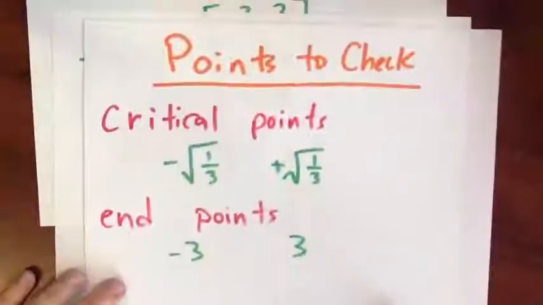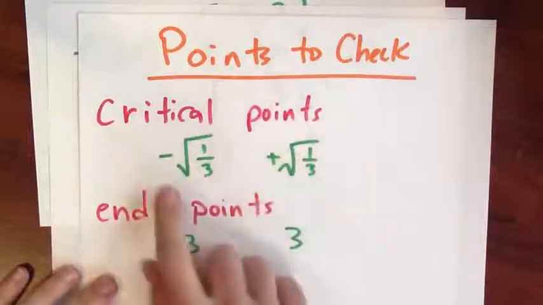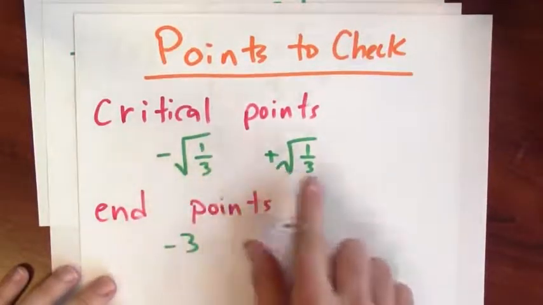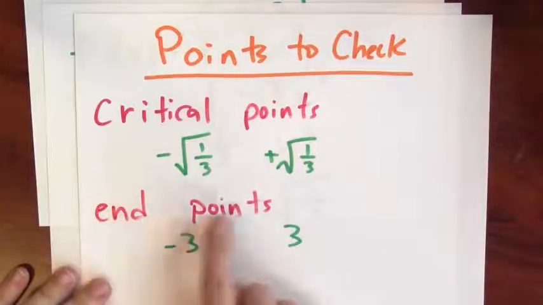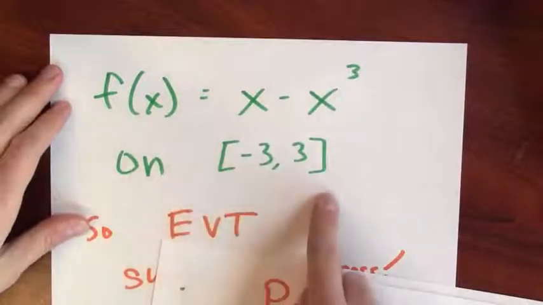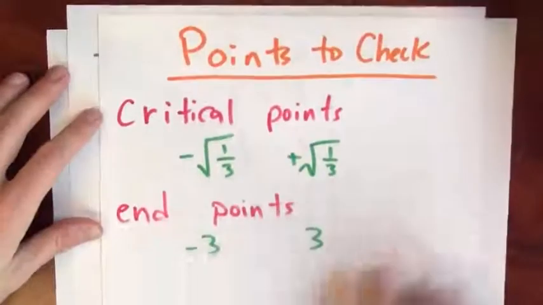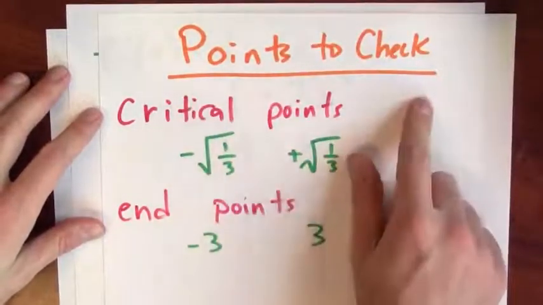I'm also going to be careful to list the endpoints, and we'll see why we have to. So here are the points that I should check, right? I should check the critical points, and I just found those two critical points, negative square root of a third and positive square root of a third. And I also want to check the endpoints, right? My original question is asking me to maximize and minimize this function on this interval, which includes the endpoint -3 and the endpoint 3. So I'm going to include those in the list of points to check.